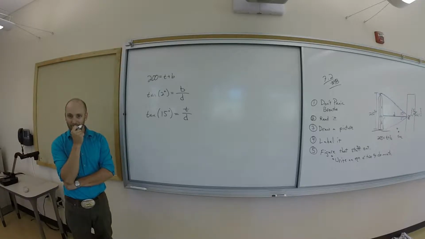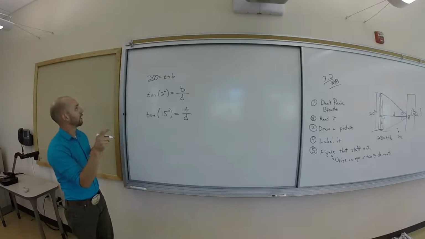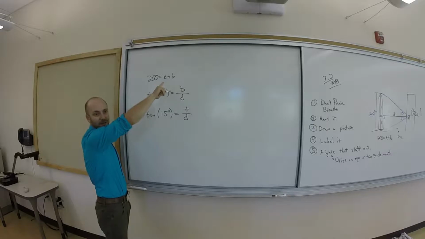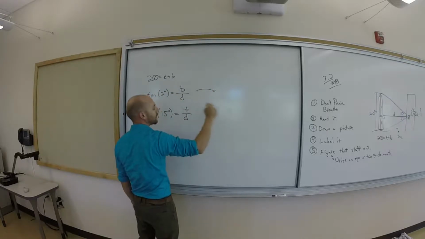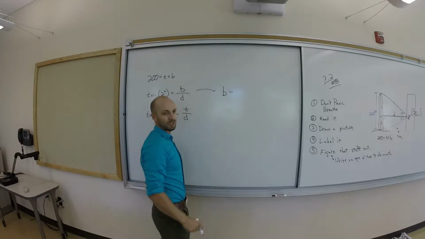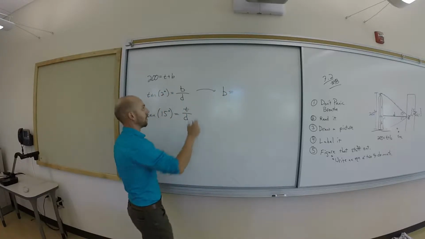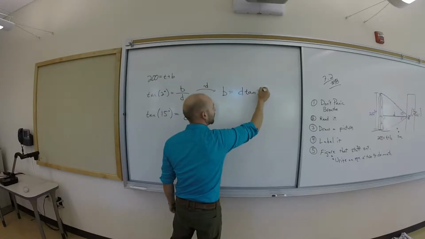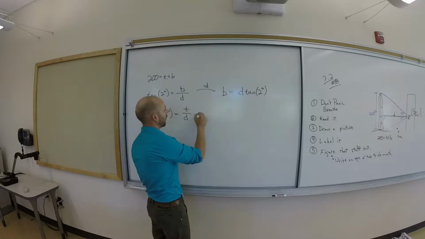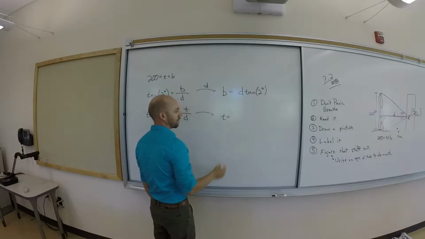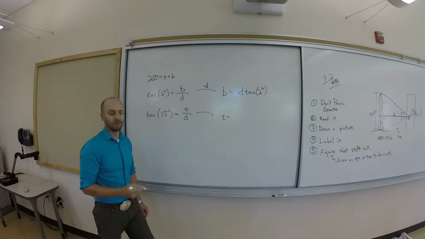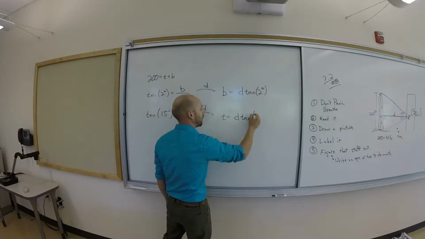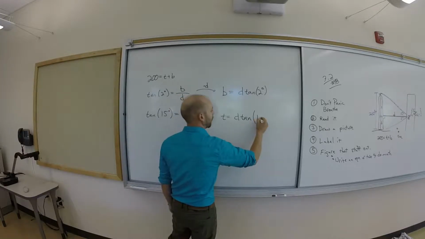Okay. And those two ratios equal to. Okay, close. I need the D's out of them before I can stick them in there, right? You guys see that? So what can I do to this thing, both sides, to get B equals? Multiply by D. Okay, so I've got D times tangent of 2 degrees is B. And if I want to solve for T, what do I do? Multiply both sides by D again. So I get T is D tangent of 15 degrees.